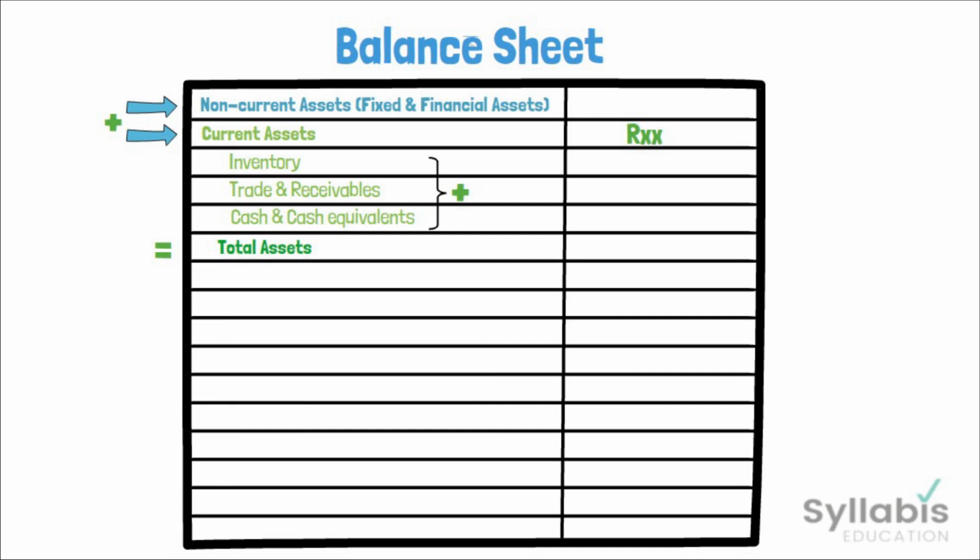Any adjustments that involve an asset will be recorded in this section of the balance sheet. For example, if there is an adjustment for inventory, then the adjustment will be reflected by the inventory line under the current assets.